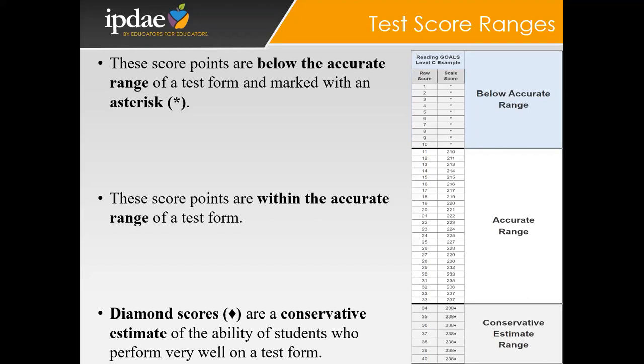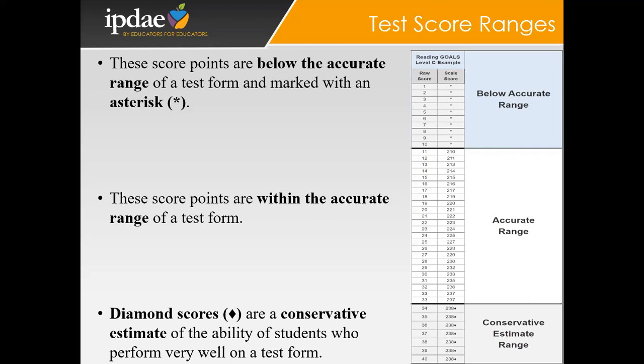Now, the accurate range score. These score points are within the accurate range of a test form. These are valid scores. Valid pre-test results can be used to set the baseline score for measuring growth at the time of the next test. And valid post-test results can be used to document learning gains.